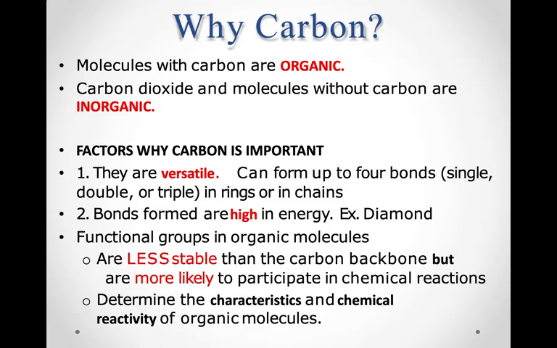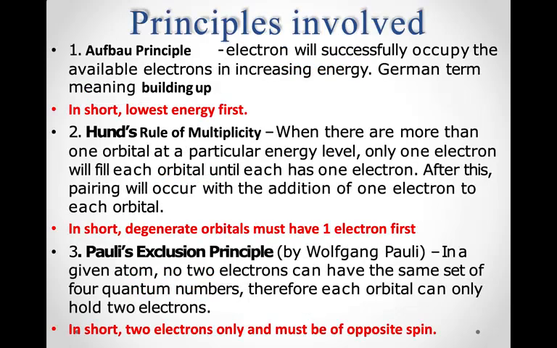They can form up to 4 bonds, which is a property known as catenation, and they can also form rings or chains. They can form an infinite number of bonds. Bonds formed are high in energy, for example in diamond. Diamond is the most stable form of carbon. The most stable is the Buckminster fullerene. Functional groups in organic molecules are less stable than the carbon backbone, but are more likely to participate in chemical reactions. You should always determine the characteristics and chemical reactivity of the organic molecules.